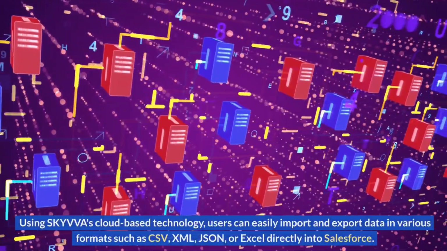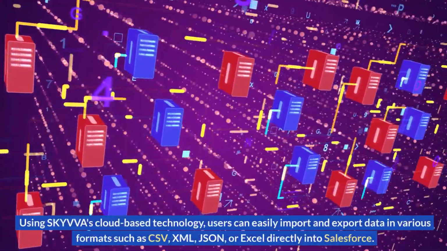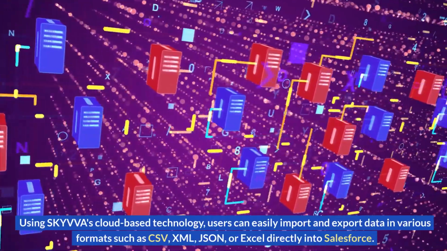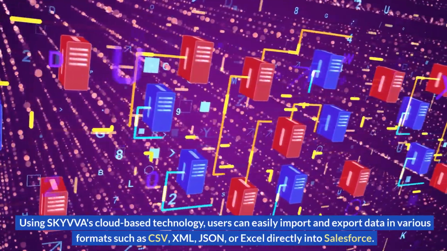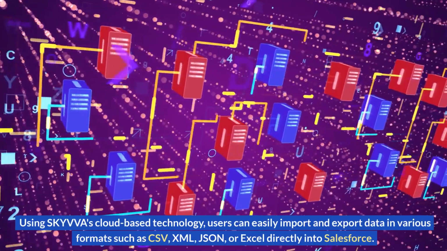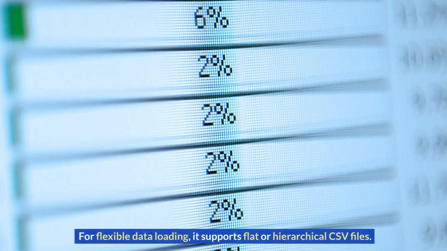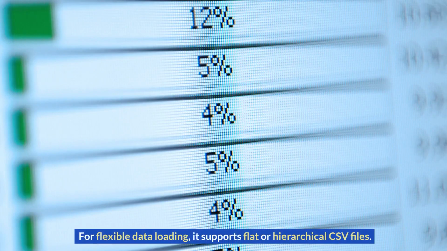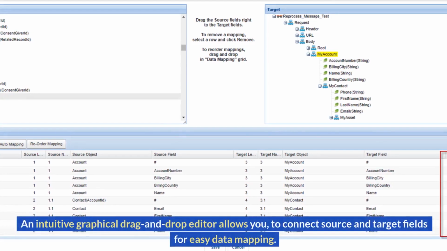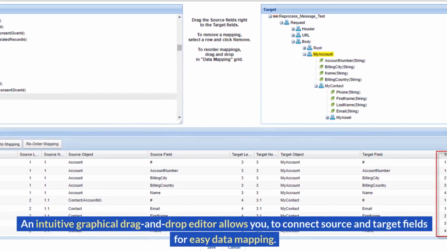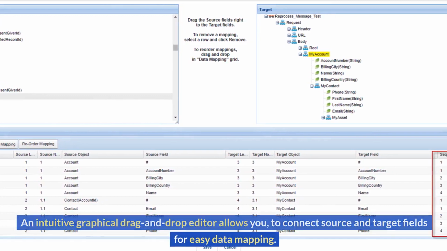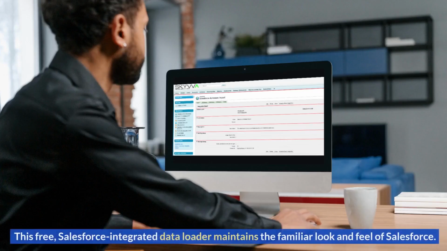Using SKYVVA's cloud-based technology, users can easily import and export data in various formats such as CSV, XML, JSON, or Excel directly into Salesforce. For flexible data loading, it supports flat or hierarchical CSV files. An intuitive graphical drag-and-drop editor allows you to connect source and target fields for easy data mapping. This free, Salesforce-integrated data loader maintains the familiar look and feel of Salesforce.